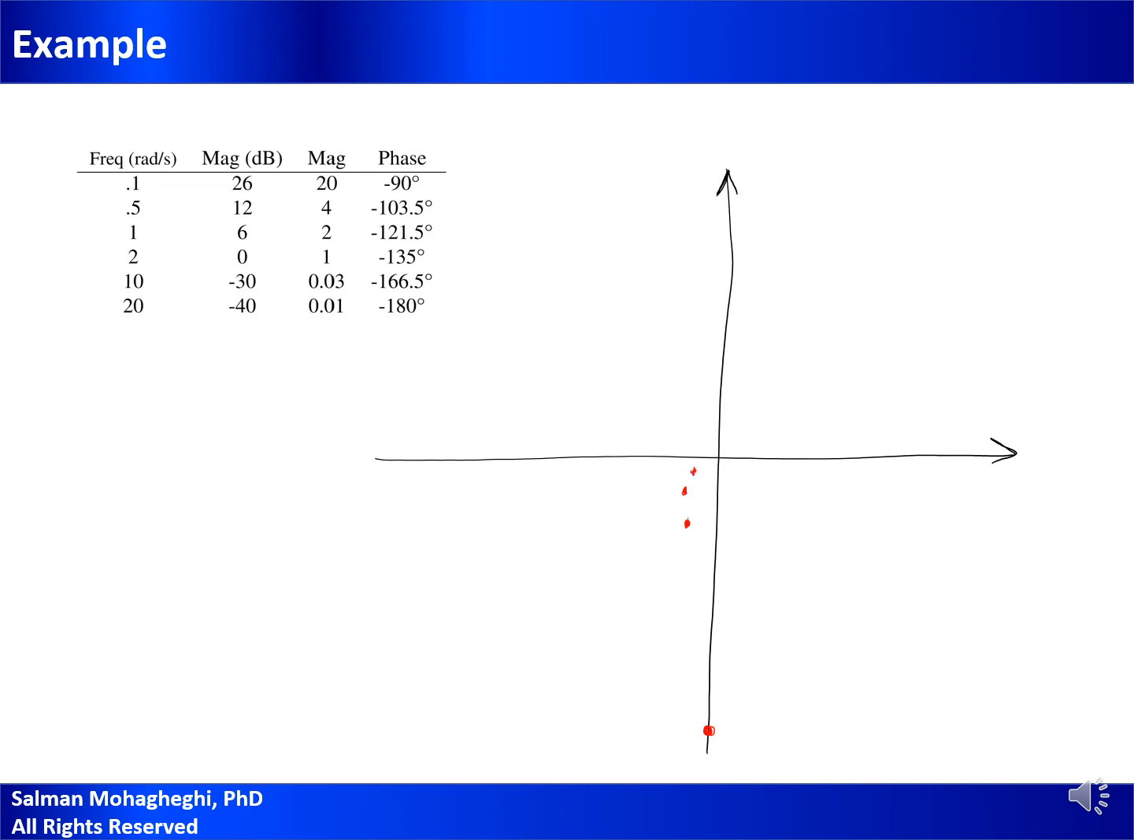And these are approximate, but you kind of get the idea. And as we go to higher frequencies, we have very, very small magnitudes like 0.03, 0.01, with angles that are close to minus 180. So it's going to be somewhere here. So connecting these together, this is a shape that you will see. This is a shape or trajectory for positive frequencies. For negative frequencies, you will have a similar trajectory, except that it's going to be flipped.